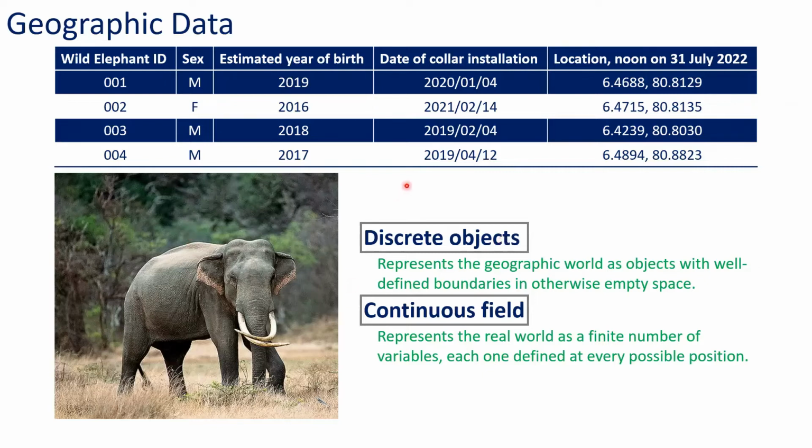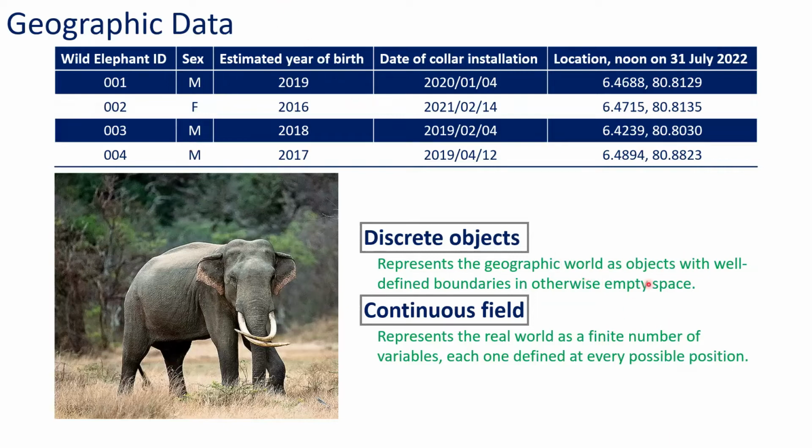So if you know the patterns, you can actually identify how to avoid them and also how to preserve their habitat. So discrete objects, in this case, there are several discrete objects. One is the elephant ID, the sex, because these are categorical terms. They will be there. It's a one-time thing.